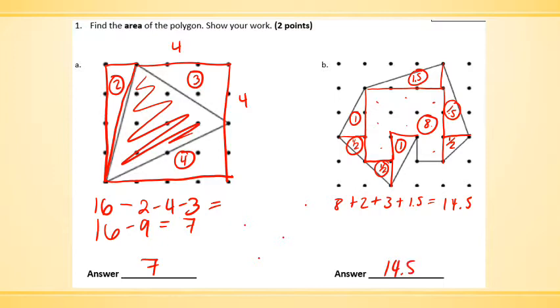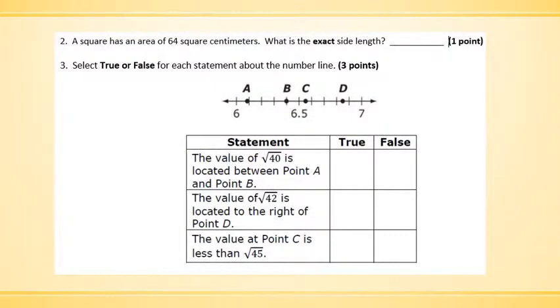Again, if you wanted to use the subtraction strategy instead and find the entire area on the outside and then subtract, that would have been just as fine, but you should have had the same answer. For number 2, a square has an area of 64 square centimeters. So what's the exact side length? Well, if you think about a square with an area of 64, one side would be the square root of 64, and I should recognize that's a perfect square, so that will be exactly 8.